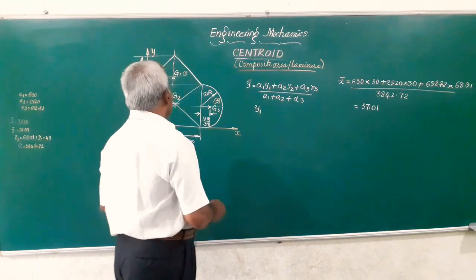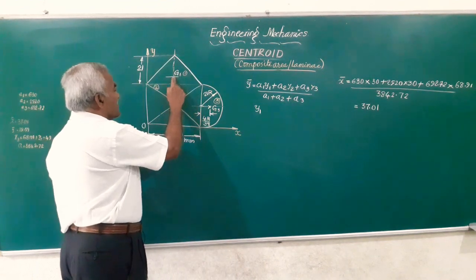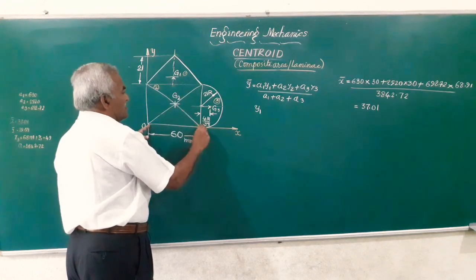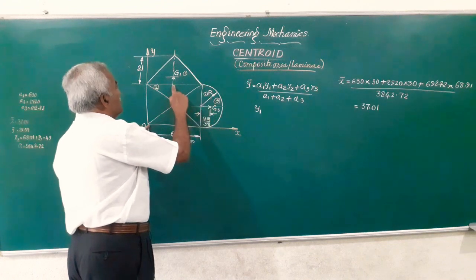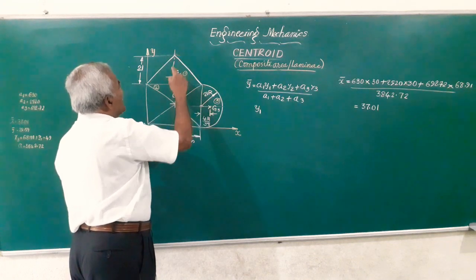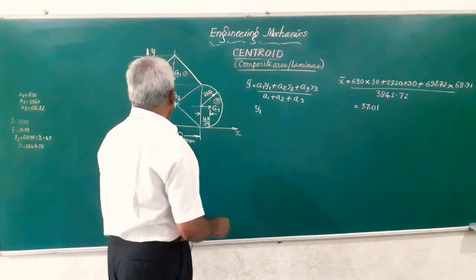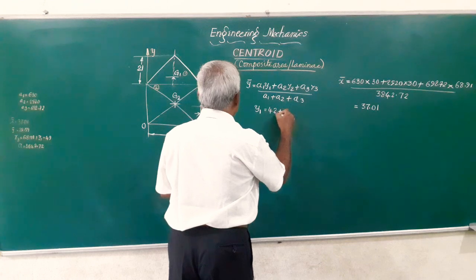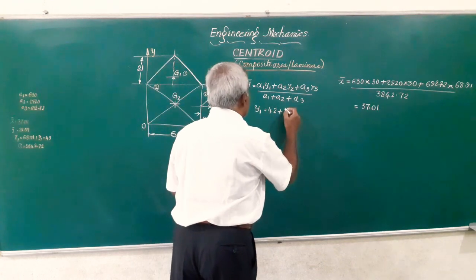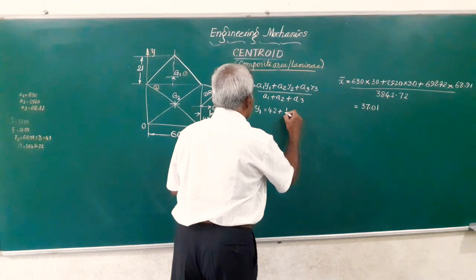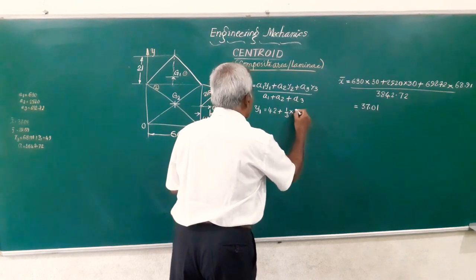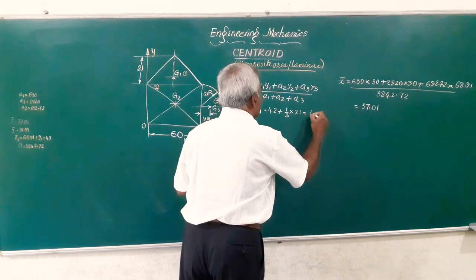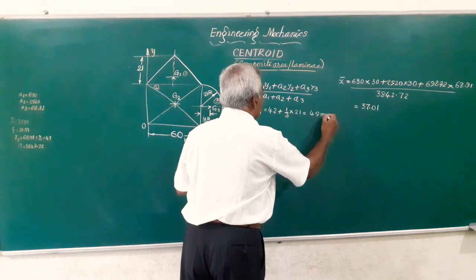Friends, y1 is the distance of G1 from OX. That is, friends, this is 42, 21 plus 21, 42, plus this height is 1/3 of 21. So I can write down this as 42 plus 1/3 of 21, h by 3, that is 1/3 of that 21. So friends, this is equal to 7 plus 42, that is 49 millimeter.